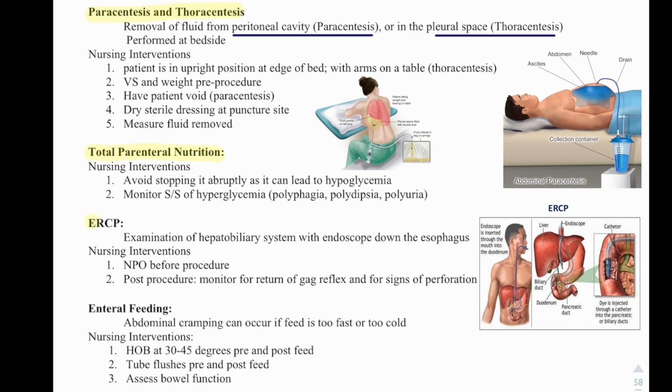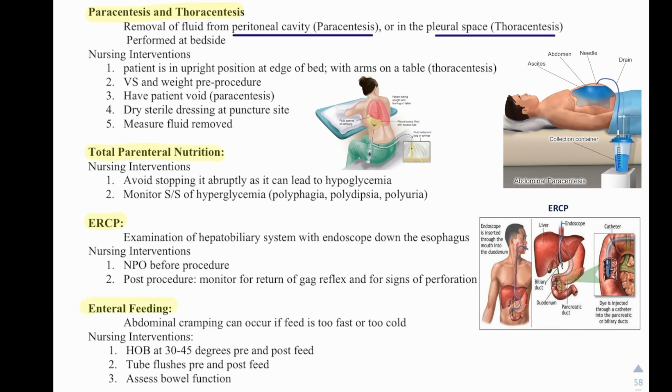Then we have something called an ERCP. This is an examination of the hepatobiliary system with an endoscope down the esophagus. Nursing interventions are NPO before the procedure, and post-procedure monitor for return of a gag reflex and for signs of perforation.